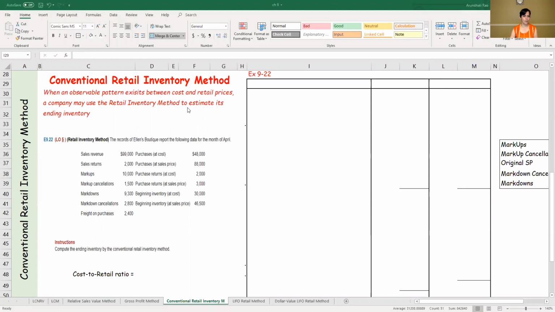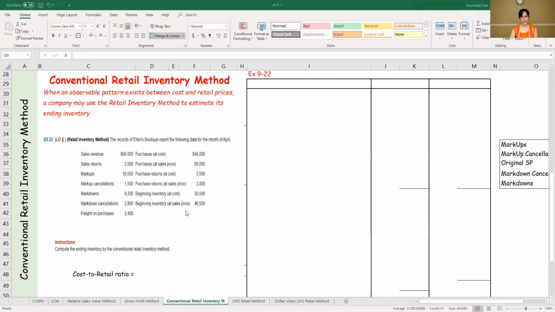This is a very common method that is used by large retailers in America, such as Walmart, Target, Best Buy. All of them use this method. So it behooves us to understand this method, see what the benefits of this method are and what some of the limitations of this method are.